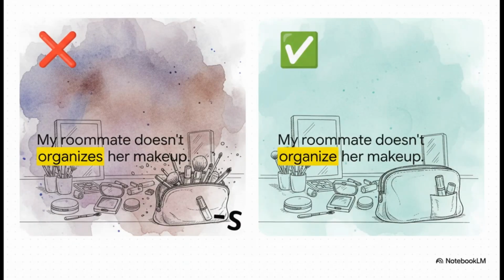Let's try another one. He doesn't organizes his desk. Again, our little helper verb, does, is already carrying that S for the third person. So the main verb, organizes, gets to drop its S and just be organize. He doesn't organize his desk. The helper does the work.